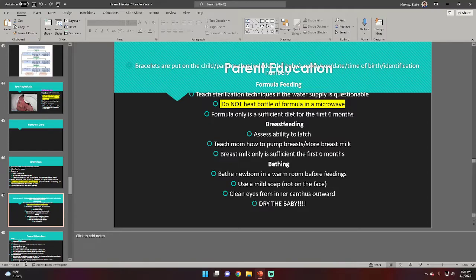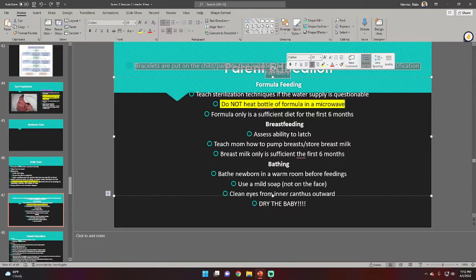Okay. Bracelets are put on the child really to prevent any abduction. It's just a safety measure. As soon as they're born, we're putting a bracelet on the mom and the baby, and of course whoever the mom wants to put it on also. So it could be a grandmother, it could be their partner.